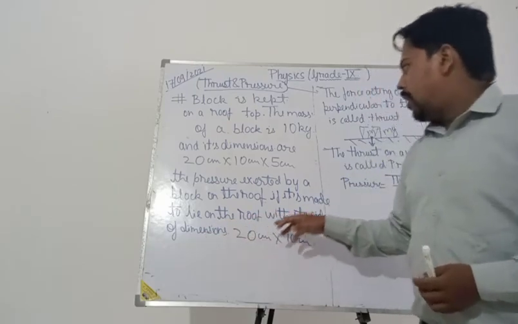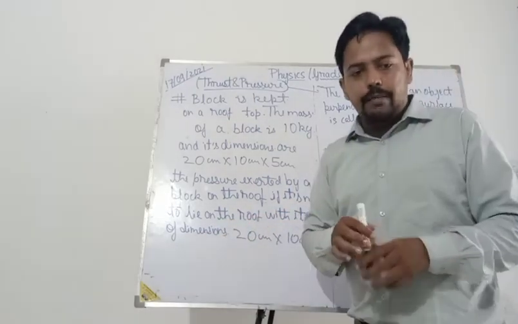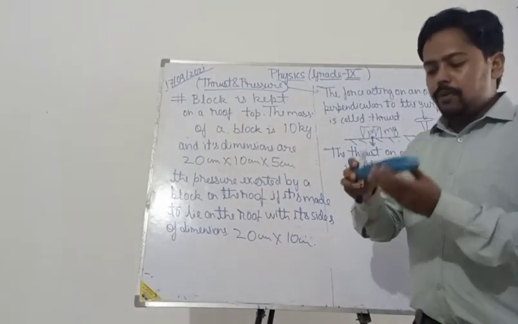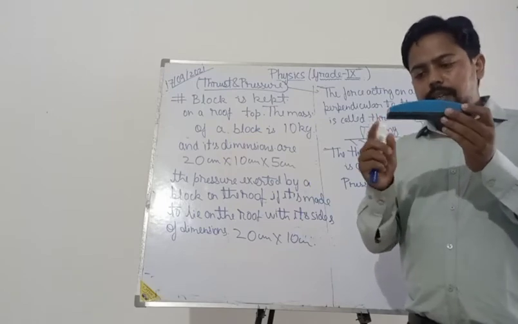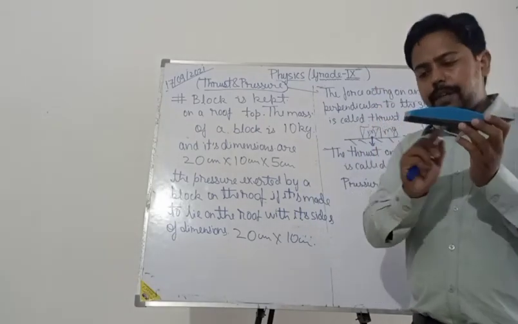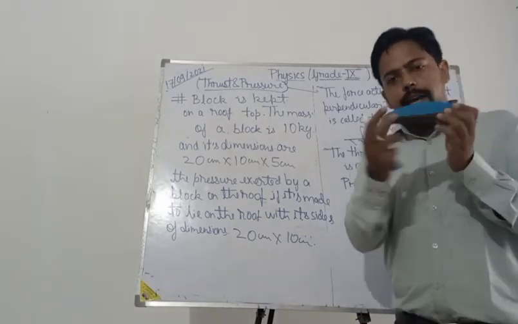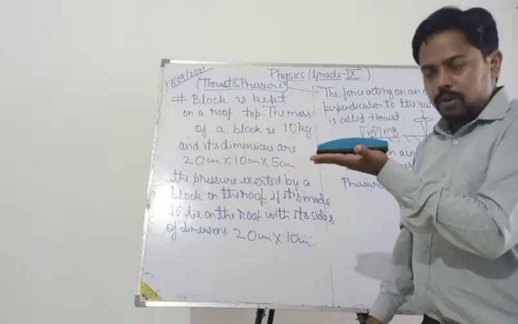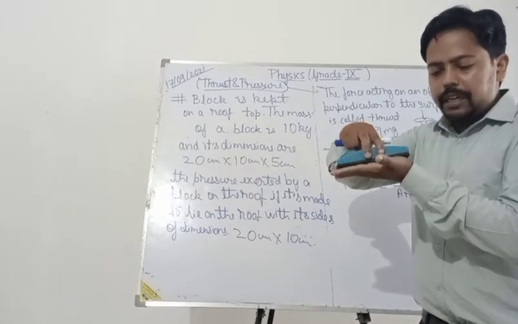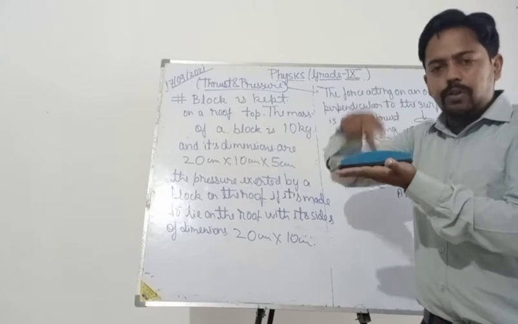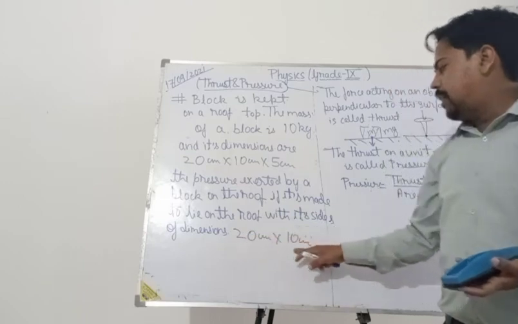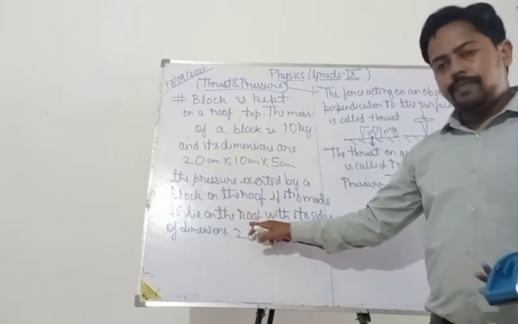if it is made to lie on the roof with its sides of this dimension. Corresponding to the two sides only, we can place the block on any surface. For example, this is a block with some length, some breadth and some height. Let us assume I am putting it on the surface with respect to this length and breadth, so there is no contribution of the height. Only the length and breadth are touching the surface. That is why it has been written that its sides of these dimensions are lying on the roof.